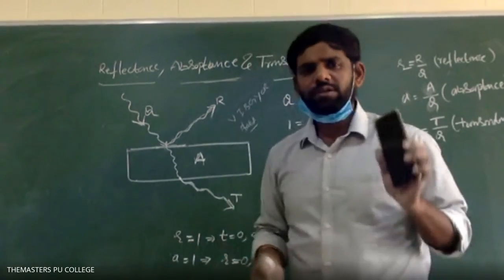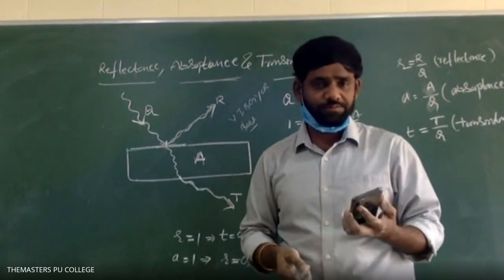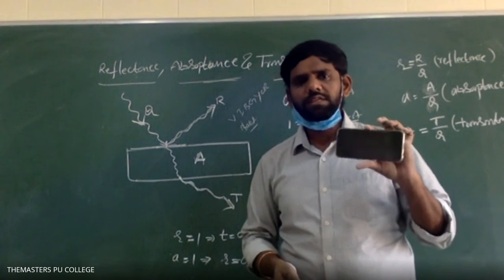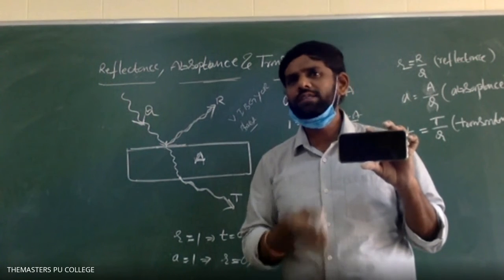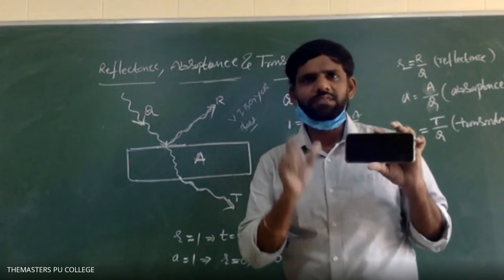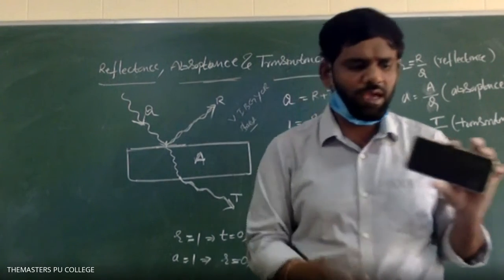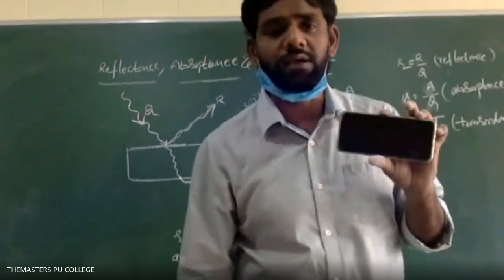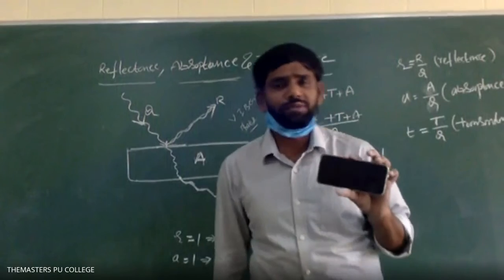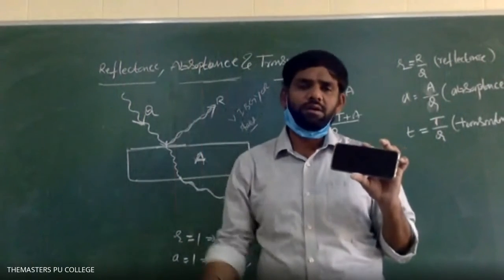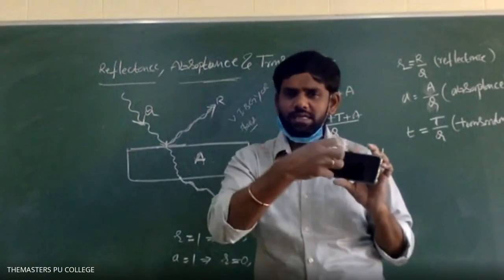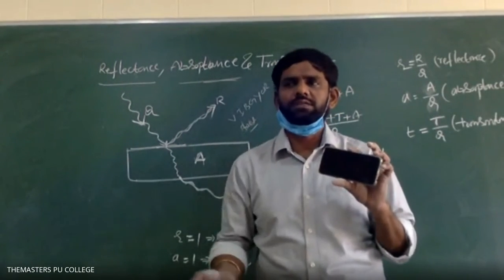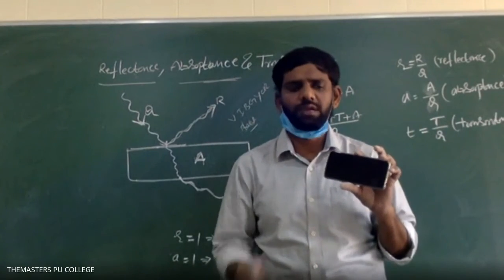But observe this mobile screen. Is this appearing black or not? Now why is it appearing black? We have only 7 colors, so why is it appearing black? Here the tube lights are on, so energy is incident on it. It is absorbing all the radiation, but it is not emitting any radiation. That's why it appears black.